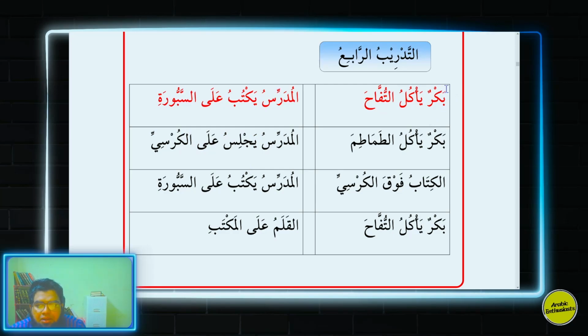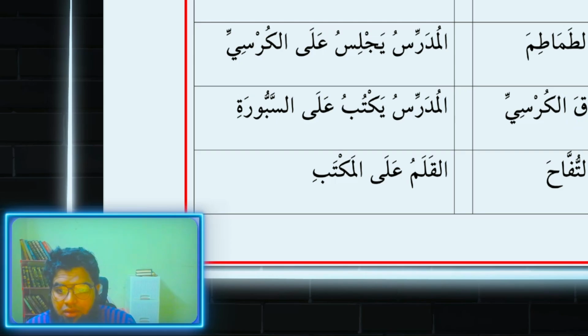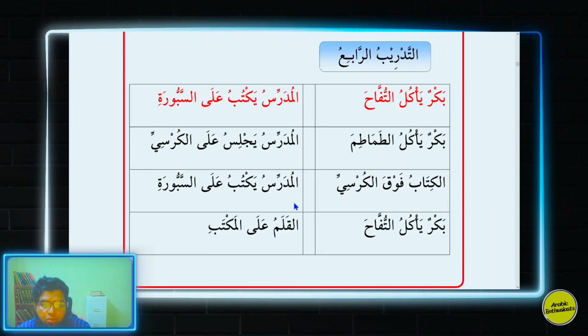Some sentences practice. Bakrun ya'kulu tufah. Bakr eats the apple or is eating the apple. The teacher is writing on the board. Bakr is eating the tomatoes. The teacher is sitting on the chair. The book is above the chair. The teacher is writing on the board. Bakr is eating the apple. The pen is on the desk.